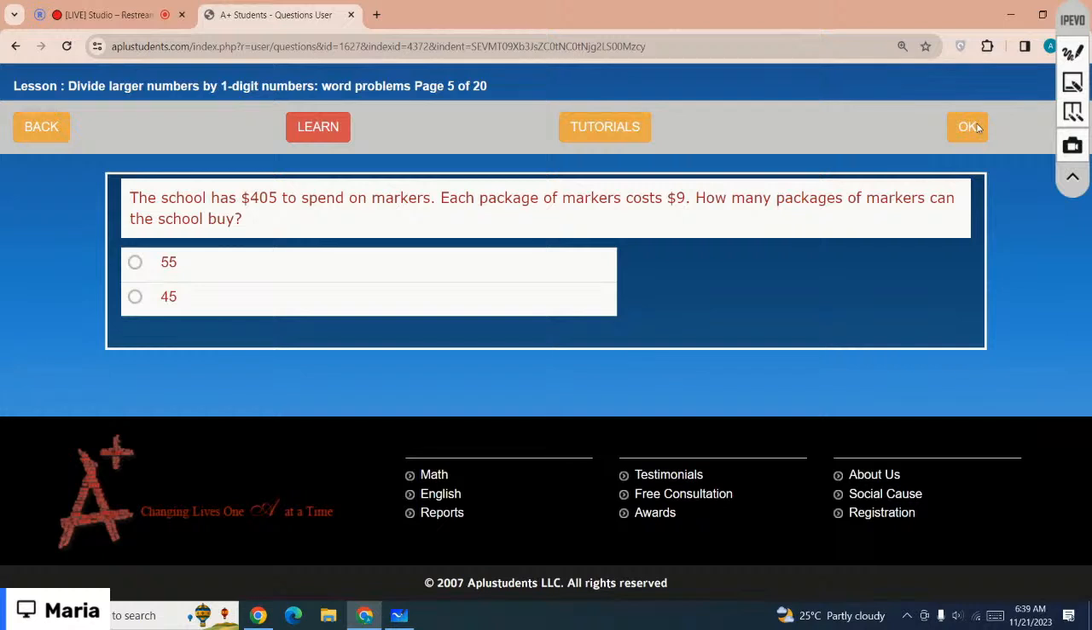Okay, the next one is: the school has $405 to spend on markers. Each package of markers costs $9. How many packages of markers can the school buy? Which is the correct option? Yes, the correct option is 45.